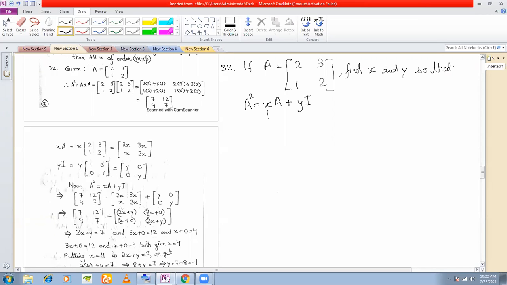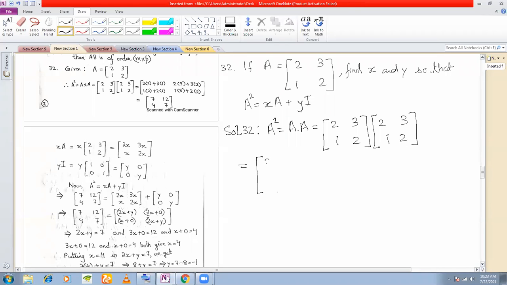Now see here, x is a scalar here. X is not a matrix. Both are scalars or numbers. Okay. So first we find out a square. Multiply these two.